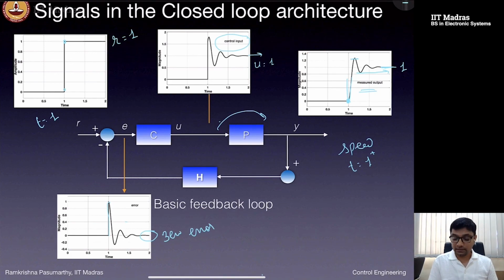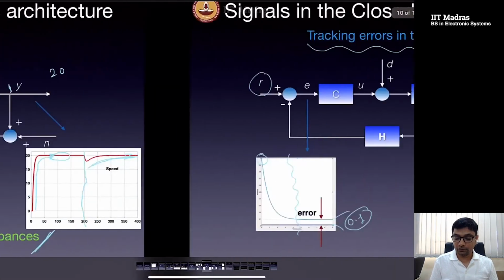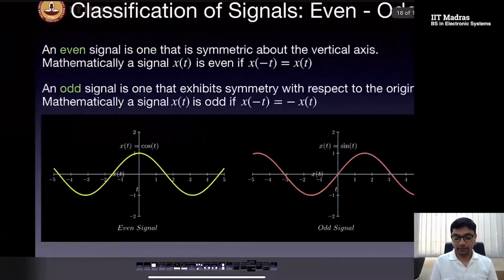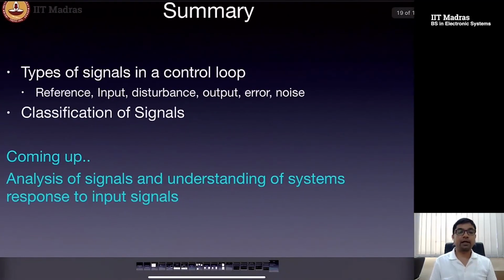So what are these? How do we quantify each of these, and how do we design appropriate control laws? That is what will be coming up in the future lectures. In particular, we will look at how a system would respond to certain input signals. That's coming up in the next lecture.